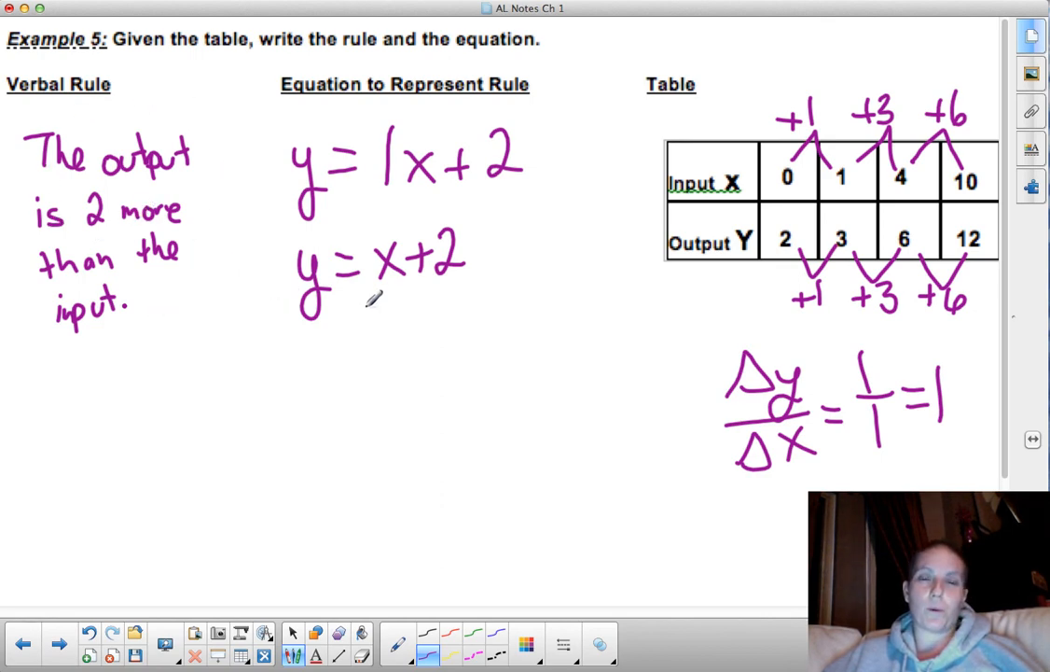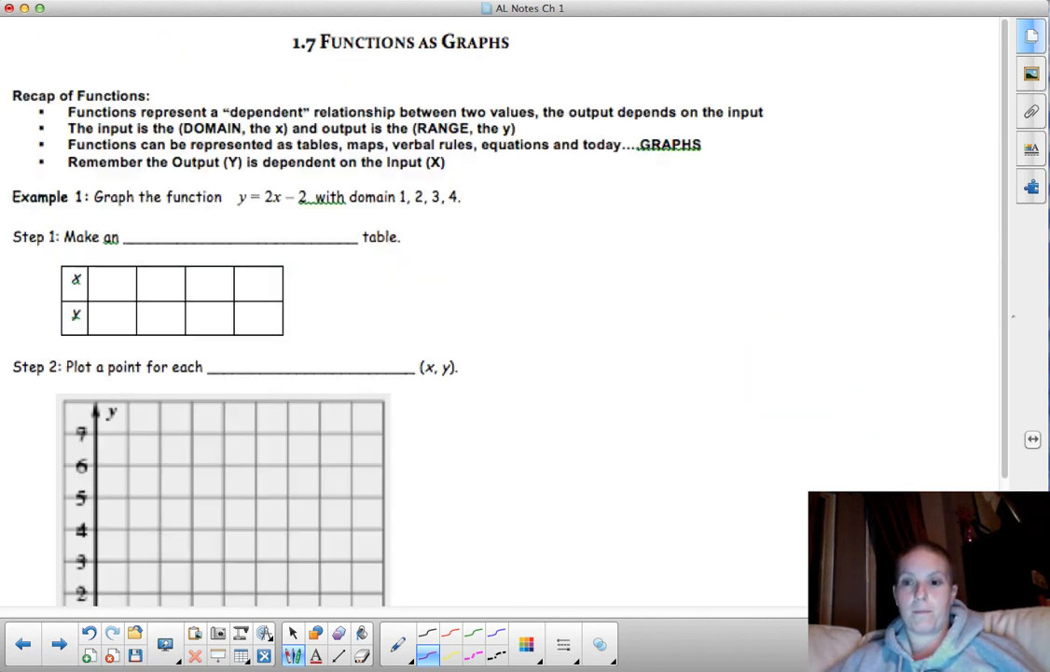So we have our verbal rule, our equation, and our table, all meaning the same thing. And that is the end of section 6.